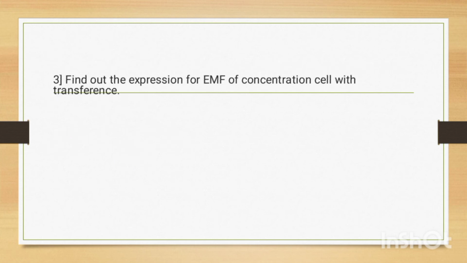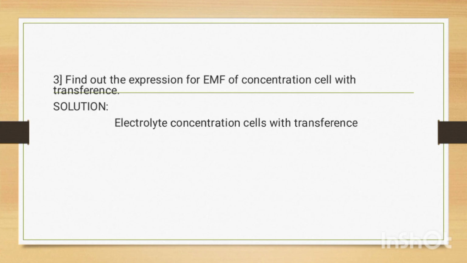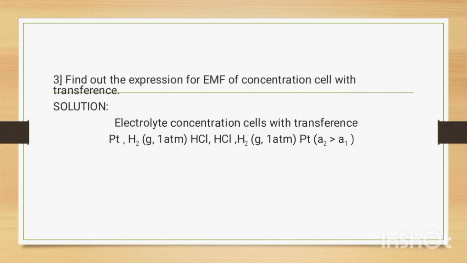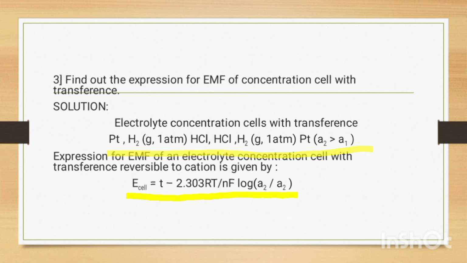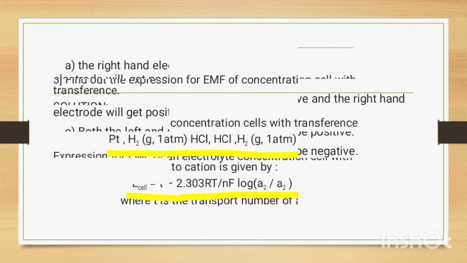Question number 3. Find out the expression for EMF of concentration cell with transference. The expression for EMF of an electrolyte concentration cell with transference reversible to cation is given by E cell is equal to T minus 2.303 RT upon nF log a2 upon a1, where T is transport number of an ion and F is a Faraday.